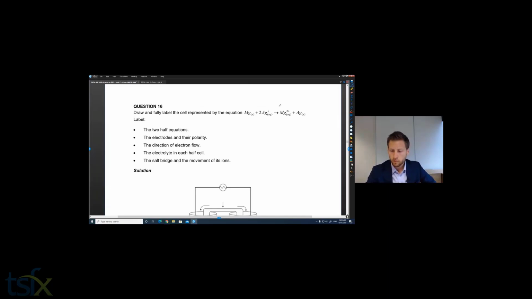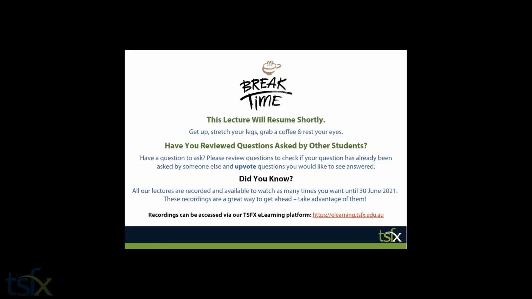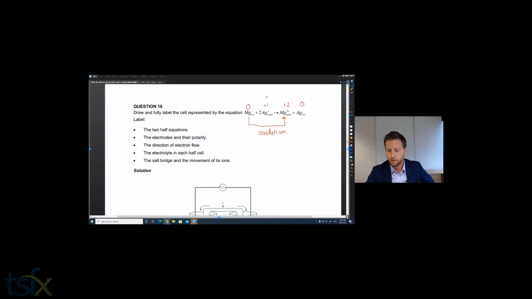Oxidation is magnesium, awesome, because it goes from 0 to +2, whereas silver goes from +1 to 0. So this must be undergoing oxidation. Okay, so then this is undergoing reduction. Now we know that, we can assign.